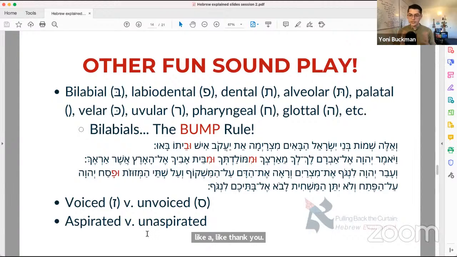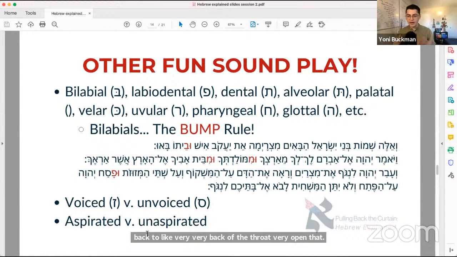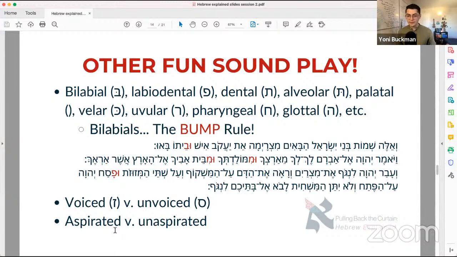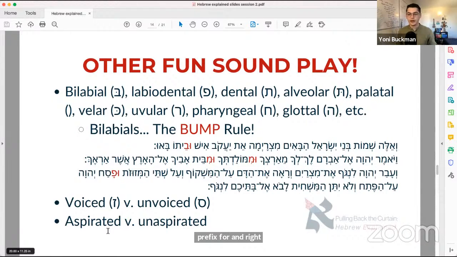So when we talk about roots and things, we're going to talk about prefixes. And most Hebrew students know that the prefix for and, the way that you say and, is a vav, right? You say vi, right? So, and I walked, vi halachti, right? You throw the vi on there. But sometimes we have an u instead of a vi. So it's still a vav, but there's an u instead of a vi. And people always ask me, how do you know when it's an u and when it's a vi?